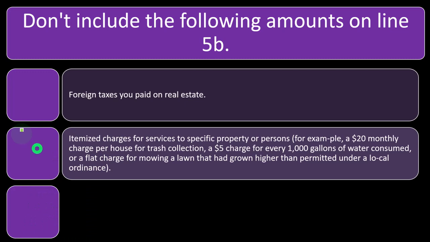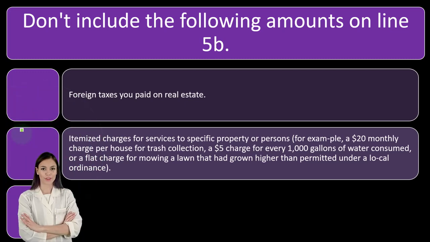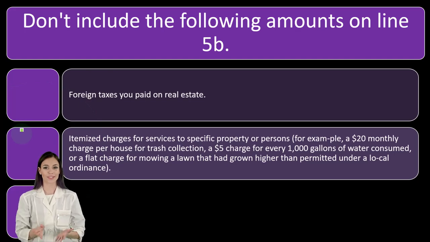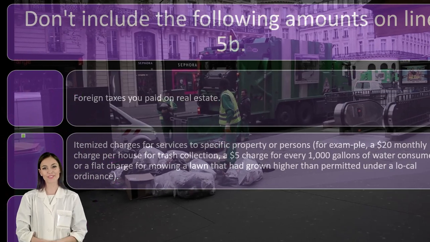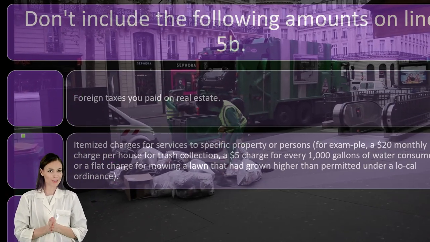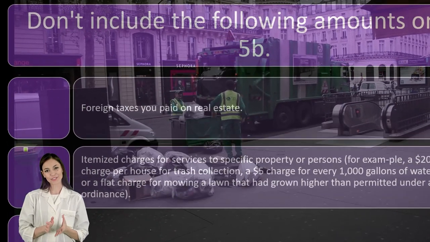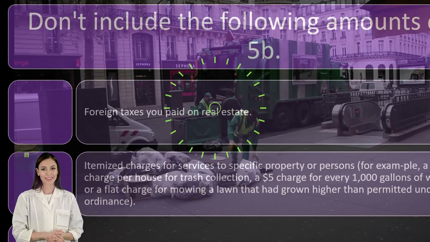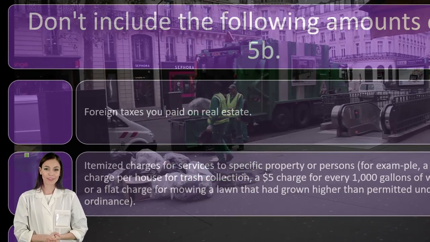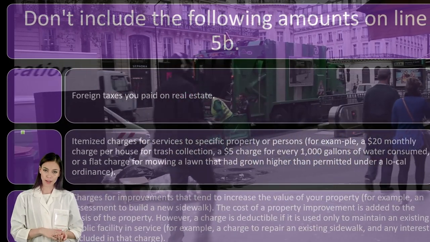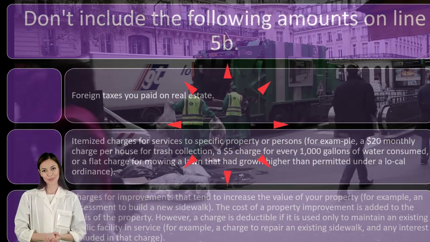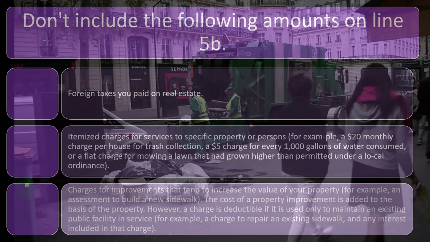Also excluded are itemized charges for services to specific property or persons. For example, a $20 monthly charge for trash collection, a $5 charge for every 1,000 gallons of water consumed, or a flat charge for mowing a lawn that had grown higher than permitted under a local ordinance. Those sound more like fees than taxes, where you're paying for goods and services.